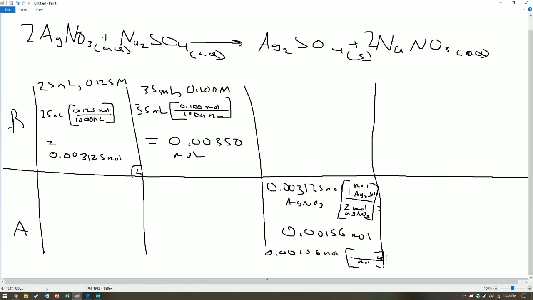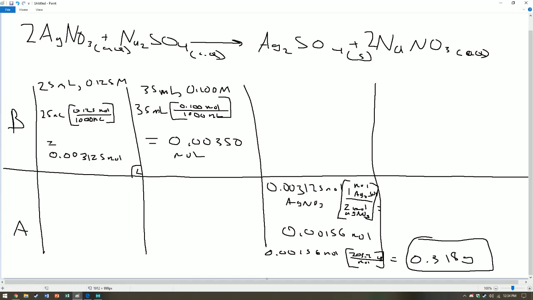Grams, and when I do the molar mass of that thing, it is 107.87 plus sulfur, which I think is 32.066 plus 203.9, which yields me about 0.318 grams with our rounding.